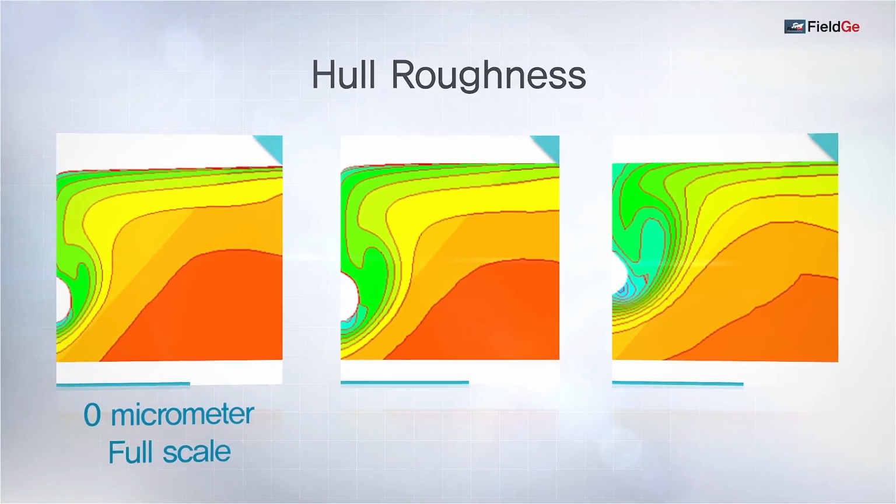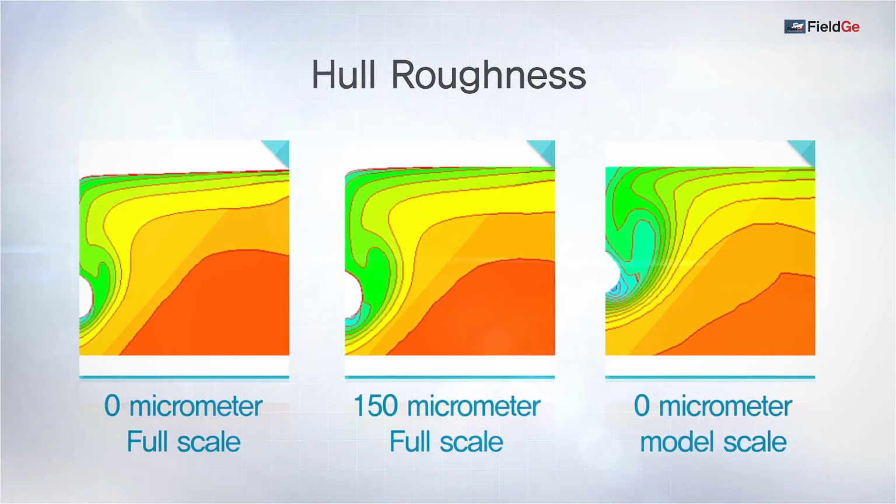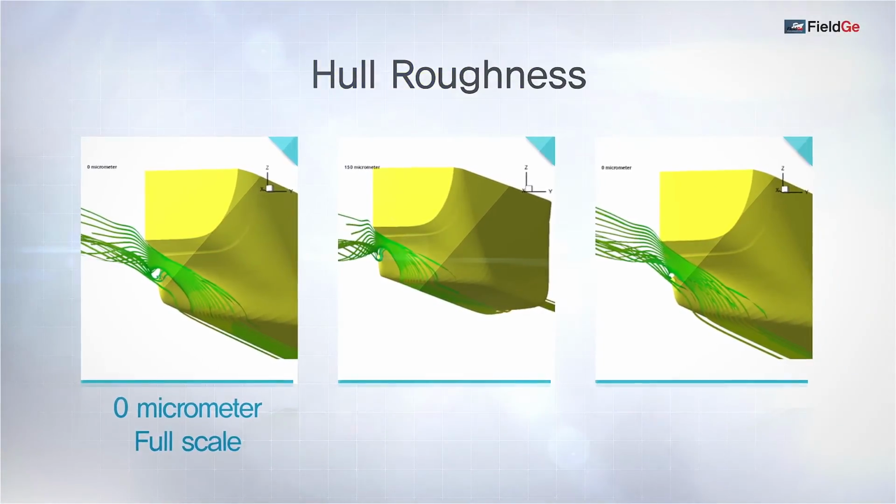The computations were carried out at different hull roughness. The U-velocity component distribution on the propeller plane is different from each other. Also, it shows different streamlines on the cross sections.